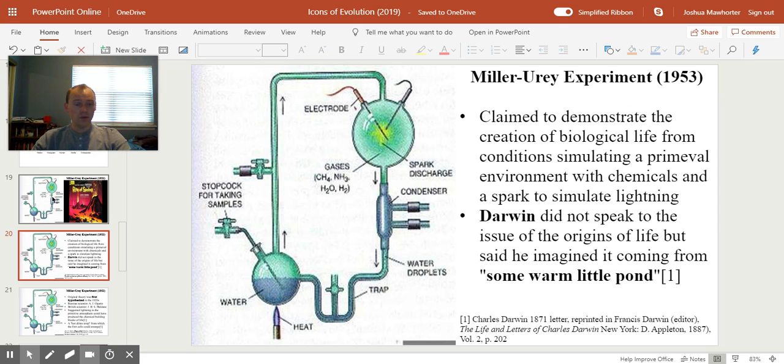Okay, so the Miller-Urey experiment, and Miller and Urey, the scientists involved, I'll talk about them in a minute, claimed to demonstrate the creation of biological life from conditions simulating a primeval environment with chemicals and a spark to simulate lightning, as can be seen from this picture. Darwin, in Origin of Species and his other writings, did not speak to the issue of the origin of life, but he said in a letter that he imagined it coming from some warm little chemical soup, eventually creating the simplest biological organisms.